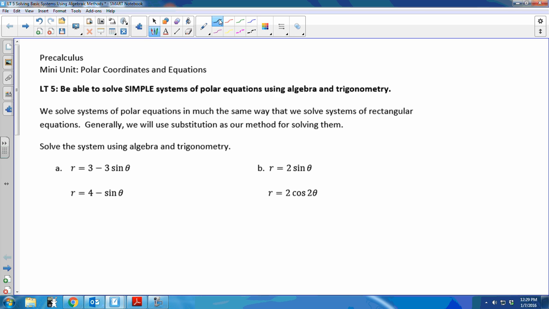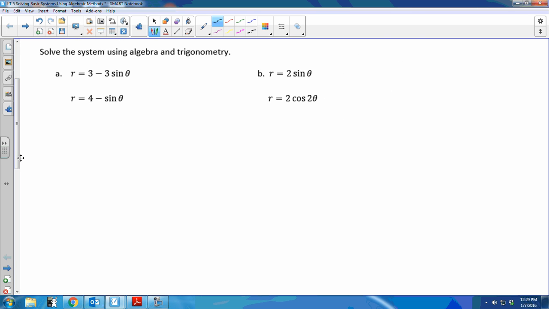So on the first one, you have r equals 3 minus 3 sine theta and r equals 4 minus sine theta. Since they're both equal to r, we set them equal to each other. So that means we're solving for theta in this case. That's the only variable we have left. So at the very end, we should get theta equals. So I need to get all the constants on one side and all the sine terms on the other, right? We're just combining like terms, just like we always have and always will.